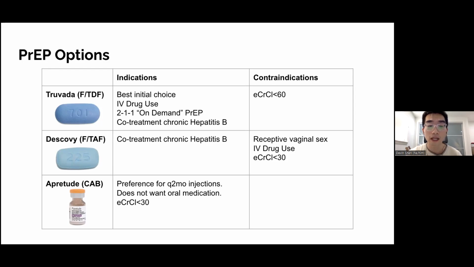Lastly, the newer option, cabotegravir, is available and it does not have a renal function requirement. So anybody, regardless of their renal function, would be eligible to use cabotegravir. And it remains the only option for people who have an estimated creatinine clearance of less than 30. It's also a preferred option if a person does not want to use an oral medication or whether their social circumstances prevent them to conveniently or safely use a pill bottle of Truvada in their home. It would be an injection in clinic of cabotegravir every 2 months.